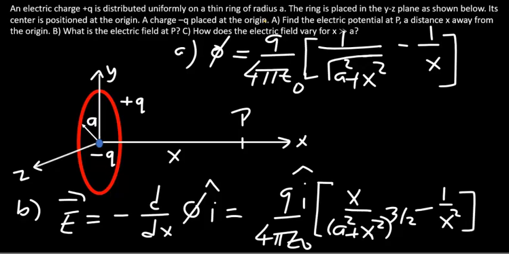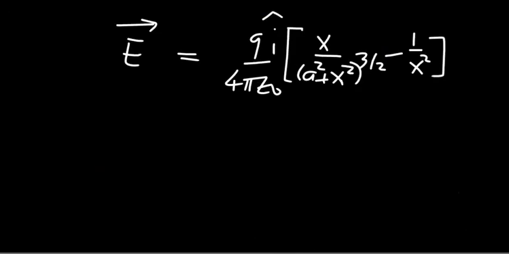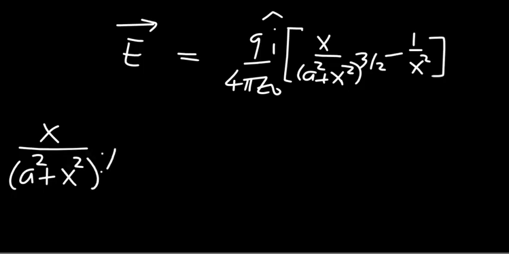Now let's get to part C. How does the electric field vary for distances much larger than the radius of that ring? So this is the expression that we have worked out in part B for the electric field. Let's rewrite the first term. The first term in the bracket, which is x over a squared plus x squared to the power 3 over 2, can be rewritten in the following manner.